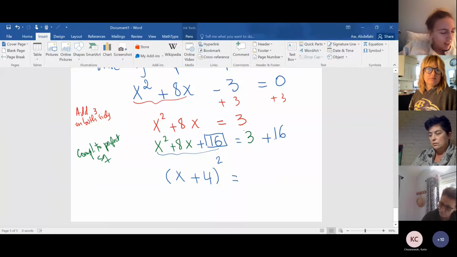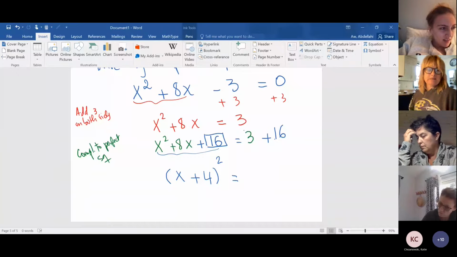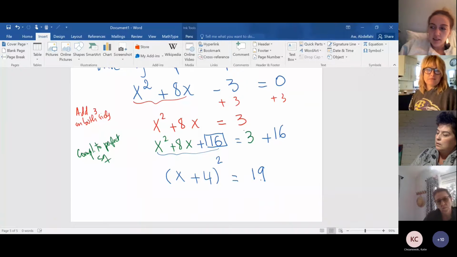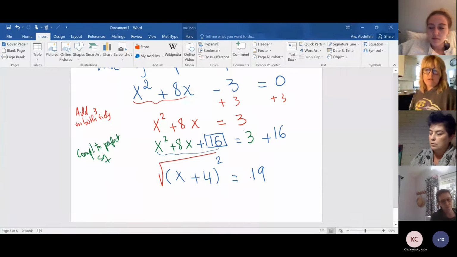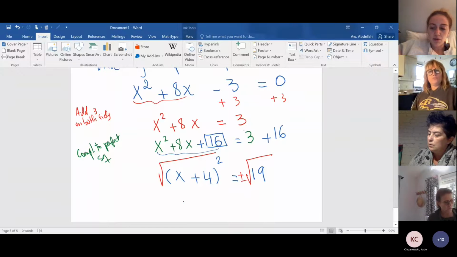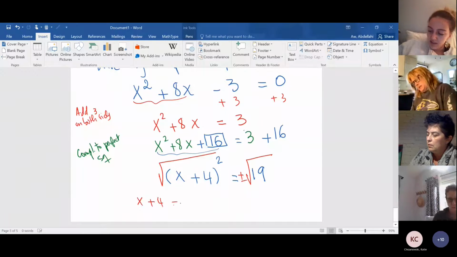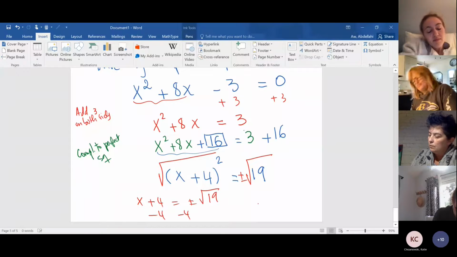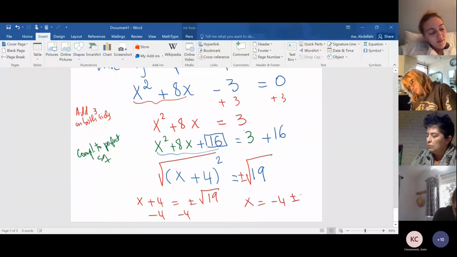Don't forget that. I know that is a very common mistake, forgetting to add 16 on both sides. So we get 19. Of course, now you know what to do next, because we did that in the first half of the class. You have to solve it. Apply square root first, plus or minus. We get x + 4 = ± √19, and then minus 4, we get x = -4 ± √19.